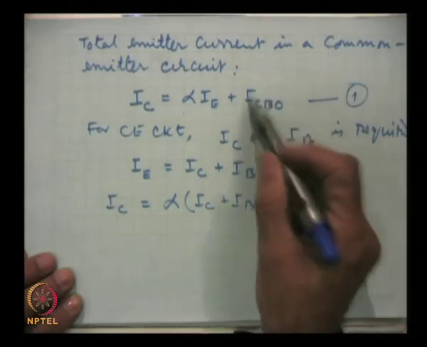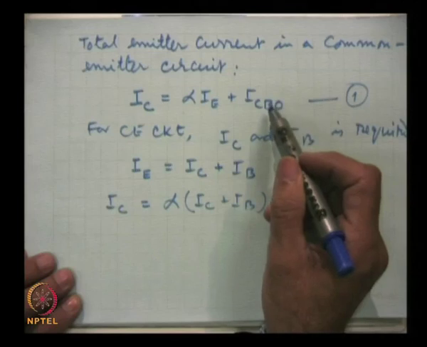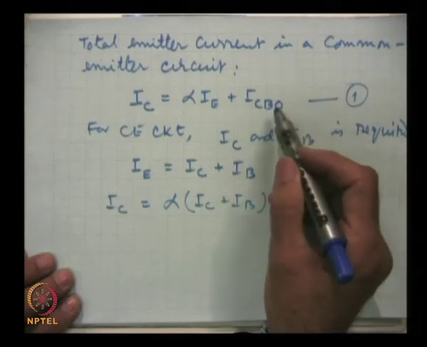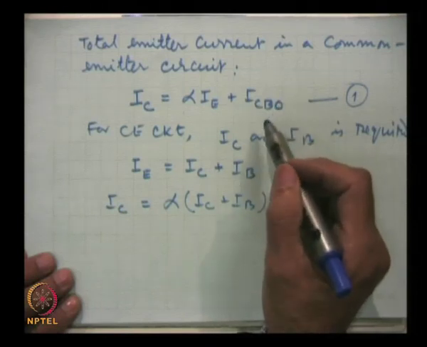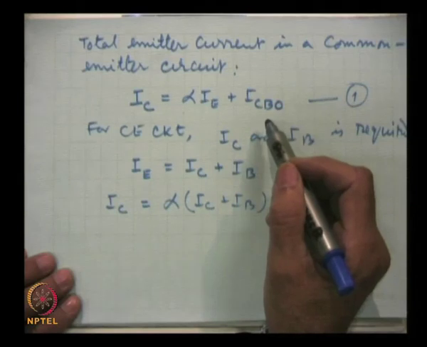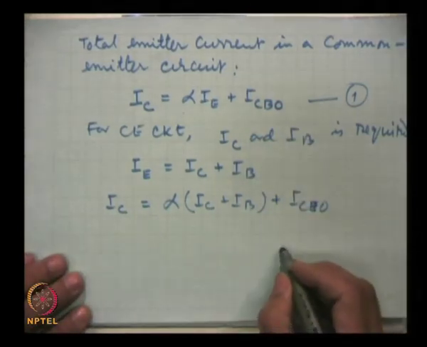And you will remember this factor was there because the collector junction is reverse biased. And why do we put O? Because this is measured when the emitter circuit is open. For example, we can take this arrangement.